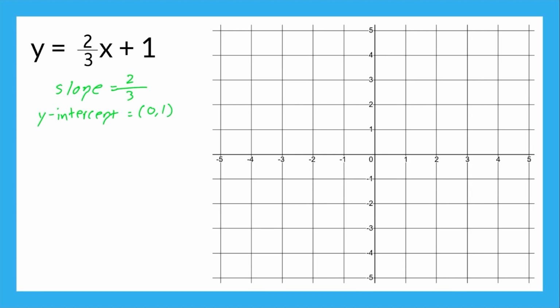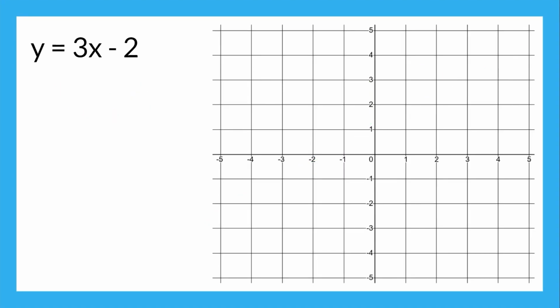First, we know the line crosses the y-axis at (0, 1). Then it has a slope of 2/3, so it rises 2 and runs 3 to the right. Now that we have a second point, we can draw the line through both points. This line represents all of the solutions to the equation y = 2/3 x + 1.